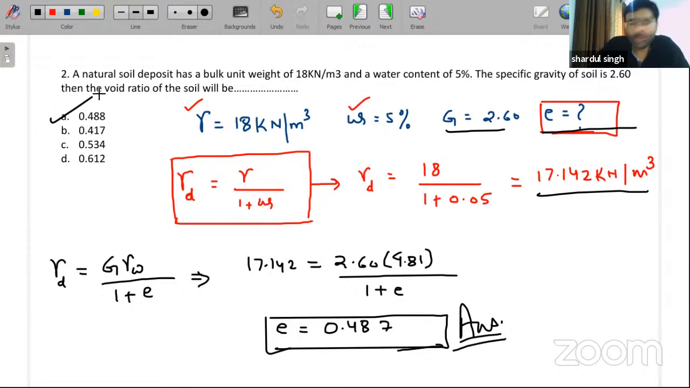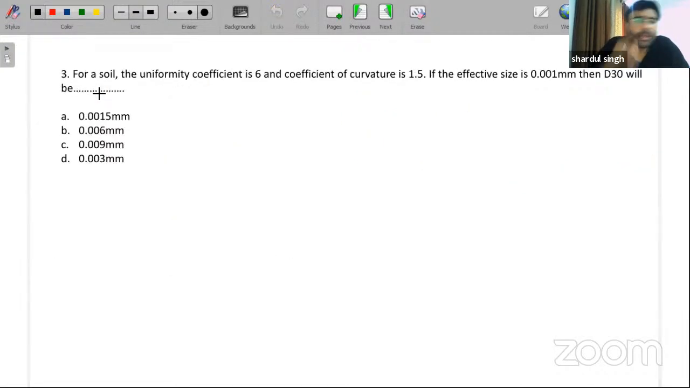Okay. Now let us move to question number 3. The question says, for a soil, the uniformity coefficient, that is Cu, is given to you as 6, and the coefficient of curvature, that is Cc, is given to you as 1.5. If the effective size is 0.001 mm, then the value of D30 will be what? Effective size is actually D10.